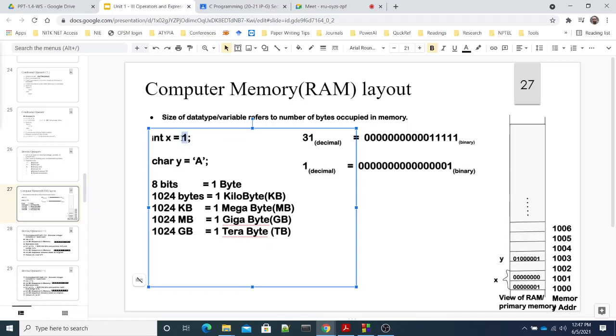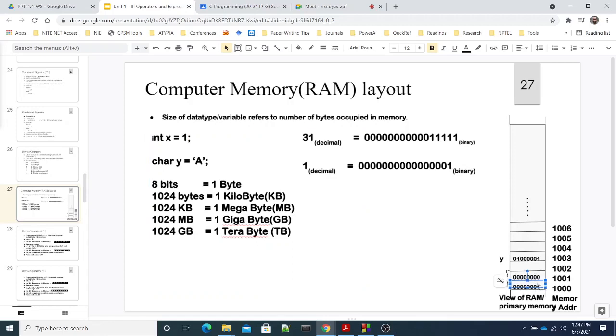The value stored in x will be stored in the memory in binary form. The binary equivalent of decimal digit 1 will be stored here. You can see it here. I am assuming that integer is 2 bytes here. That means 16 bits. So all 15 bits are 0 and the last bit is 1. That is the binary representation of 1. Assuming that an integer has a size of 2 bytes. If it is 4 bytes, there will be 32 bits, like that.